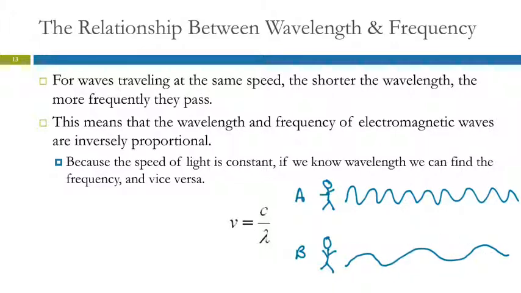So the frequency, how many times you get hit per second, is related to the wavelength, the distance between the waves, because they travel at the same speed. So if the wavelength is small, then the frequency is high. If the wavelength is long, then the frequency is low. Does that make sense?